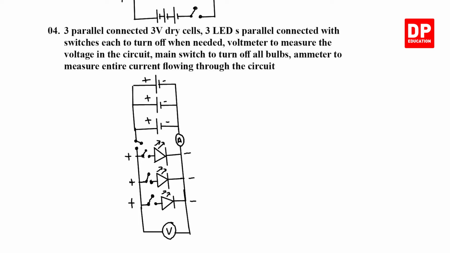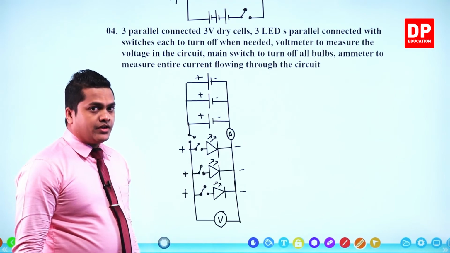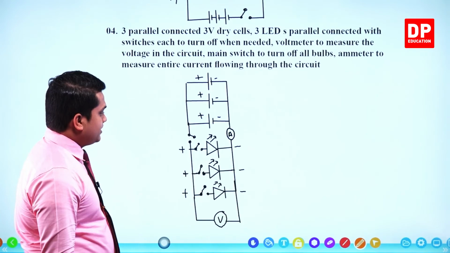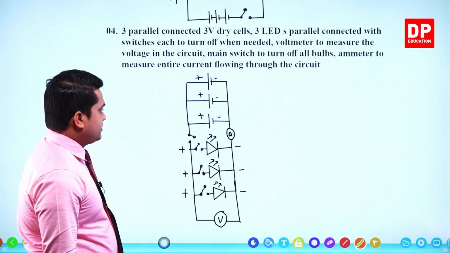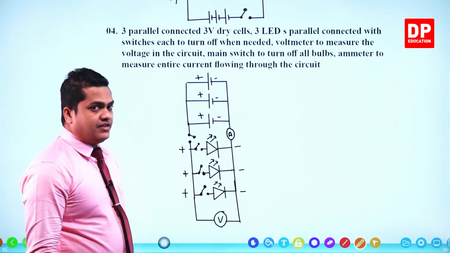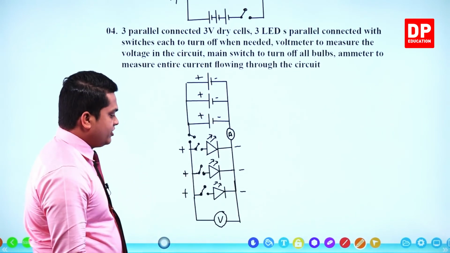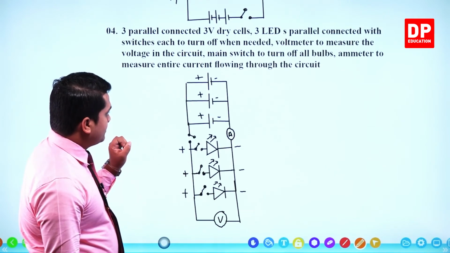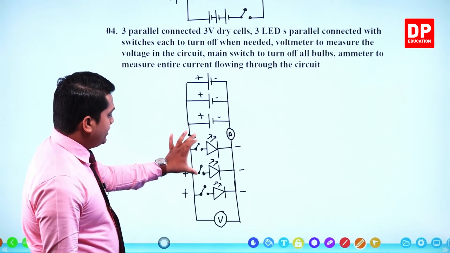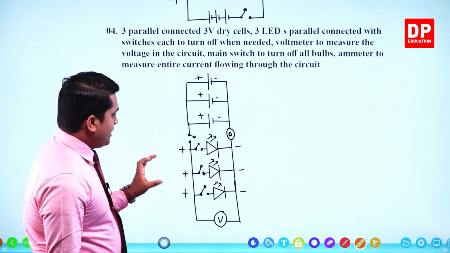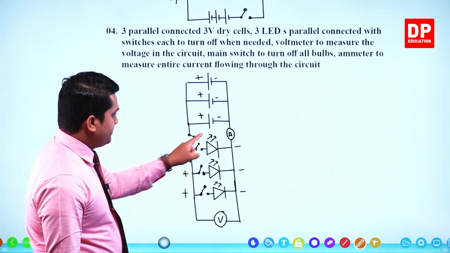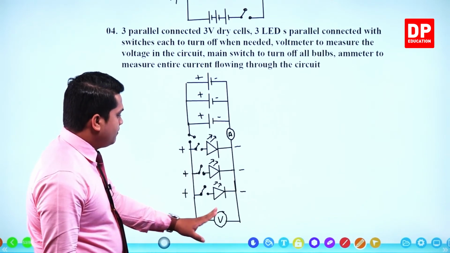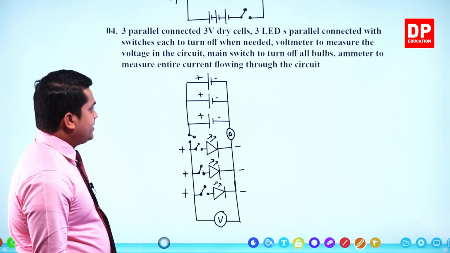Here we go then. So you know that the ammeter should be directly plugged into the circuit, as it is a series connection, right? Some kind of a difficult one, however we have managed to draw it out. So 3 dry cells parallel connected, 3 LEDs parallel connected, an ammeter to measure the current passing through the entire circuit, a voltmeter to measure the voltage given.